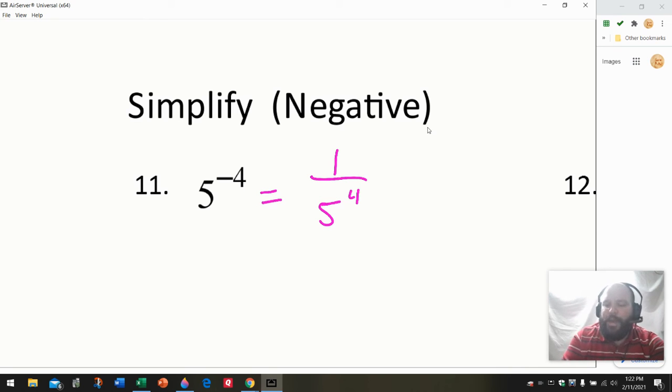Now, if you wanted to expand that out and figure out what 5 to the 4th power was, you can. 5 to the 4th is not 20. It's 5 times 5 times 5 times 5. And so 5 times 5 is 25. 25 times 5 is 125. And 125 times 5 is going to be 625.